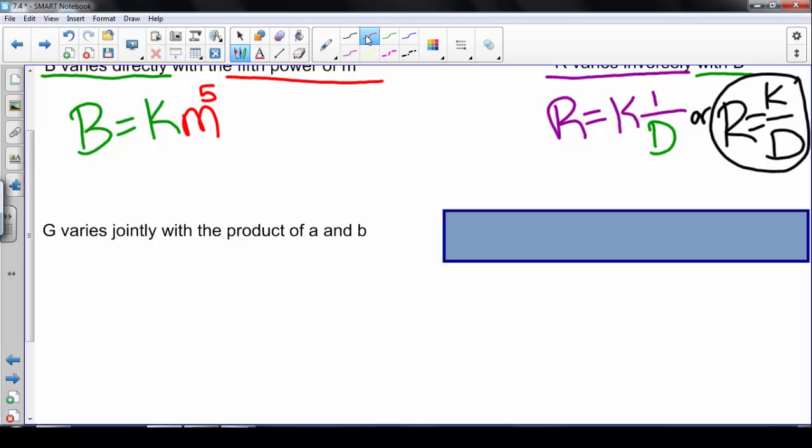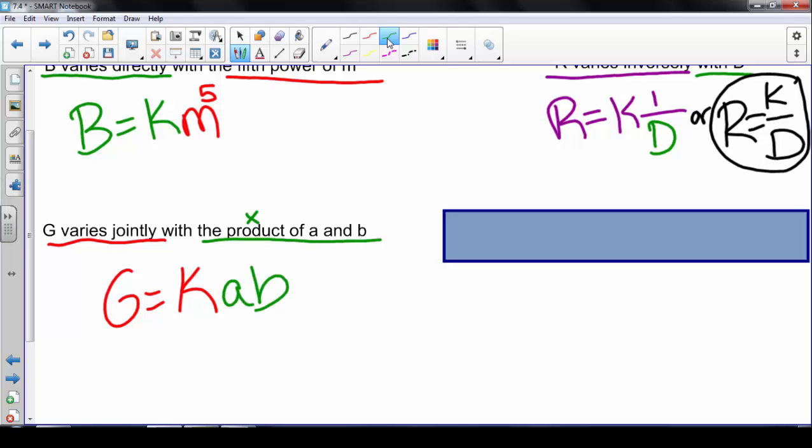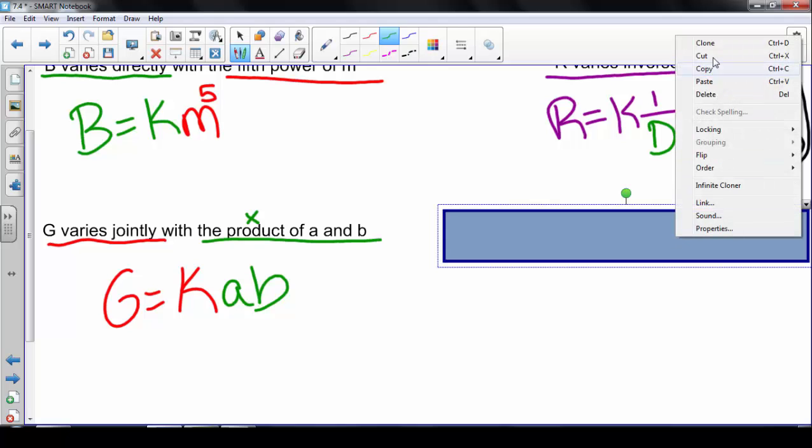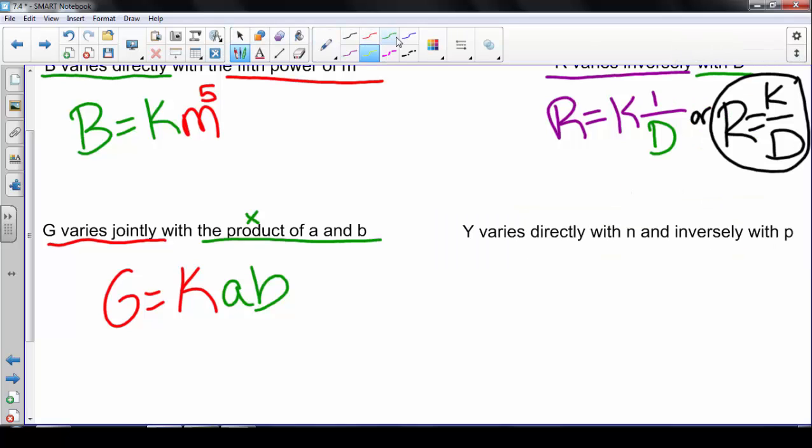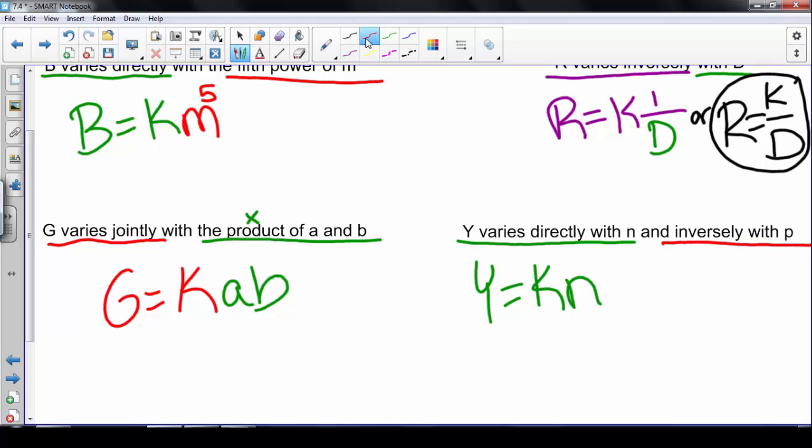Alright, so G varies jointly, and it varies with the product of A and B. Product, remember, is multiplying, so A times B. So last one, y varies directly with n, so that's multiplication. Inversely with p, so that's going to be dividing by p.